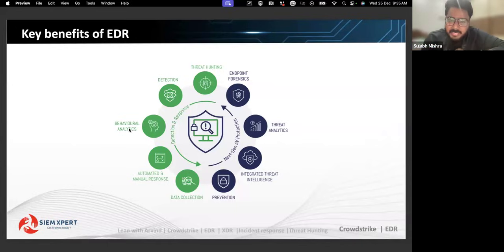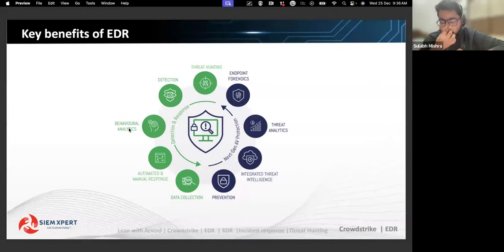But with EDR, it will give you the complete information about that particular alert, the in and out of the alert. It will tell you what actually happened before the incident and after the incident. That kind of behavioral analytics we'll see when dealing with detections, and detection and analytics are linked.